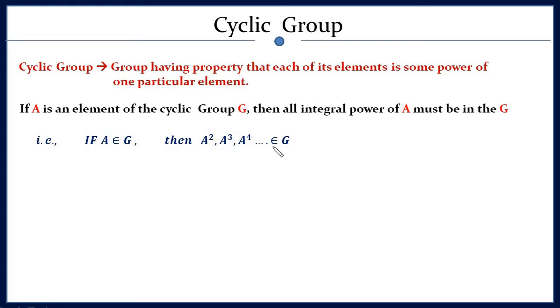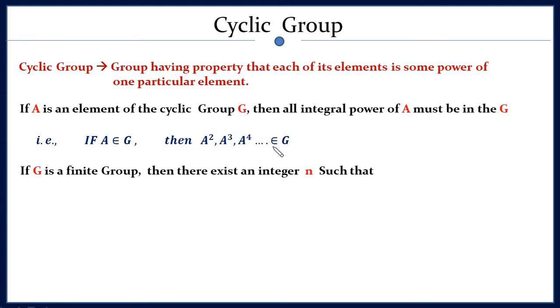Now you may wonder, what if G is a finite group? Here we are seeing that this power can go on till infinity. Then how can we accommodate these elements in that group if G is finite? When G is a finite group, in that scenario we will consider a condition: there exists an integer n such that a to the power n equals I. What is I here? I is the identity element.